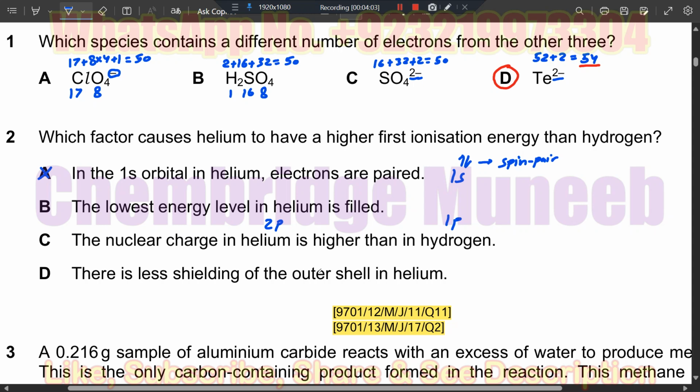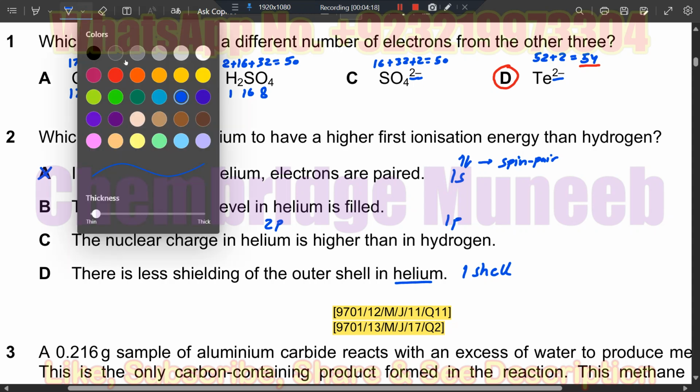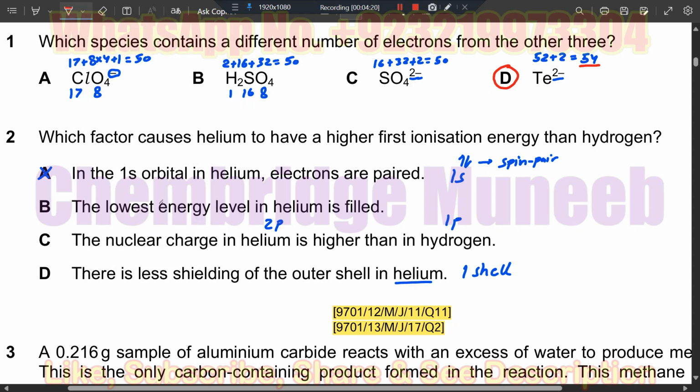And then D says there is less shielding of the outer shell in helium. So basically for shielding we must have more shells. But both helium and hydrogen have similar shielding because of the presence of only 1 shell. Both of them have 1 shell. So that doesn't account for the higher ionization energy. That's why the right option is C.